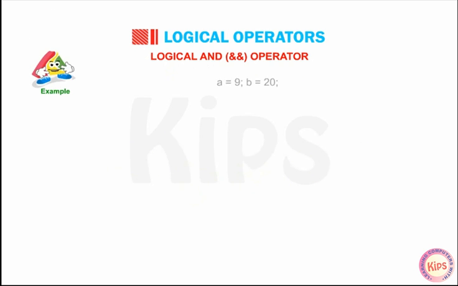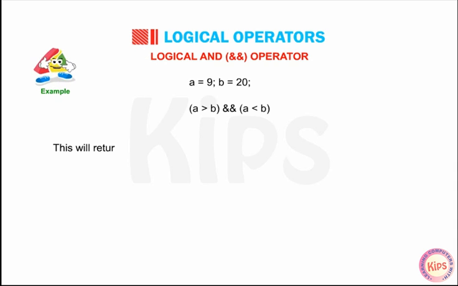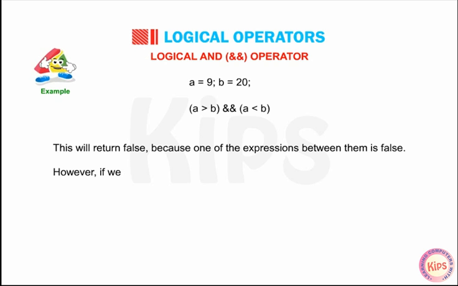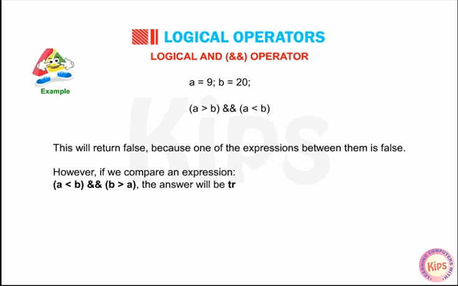For example, a = 9; b = 20; (a > b) && (a < b). This will return false because one of the expressions between them is false. However, if we compare the expression (a < b) && (b > a), the answer will be true as both the expressions are true.